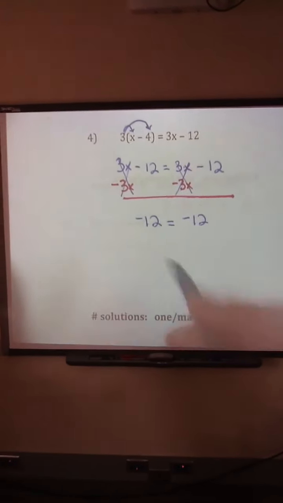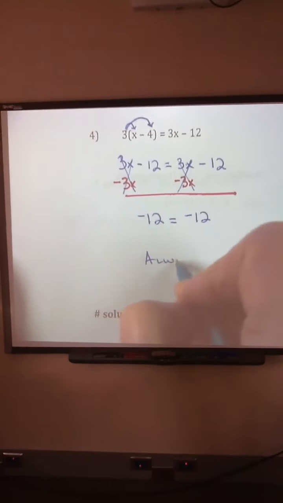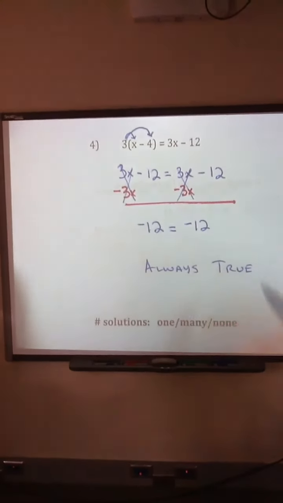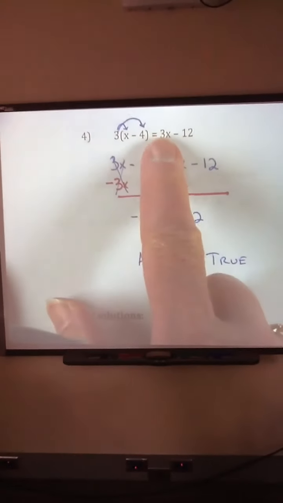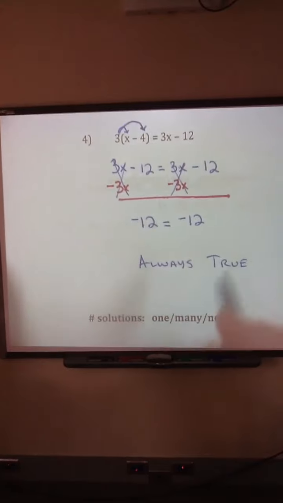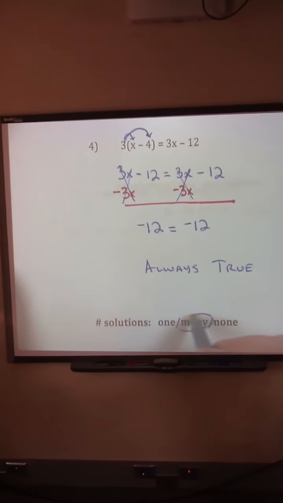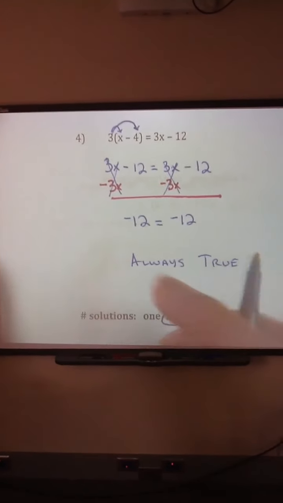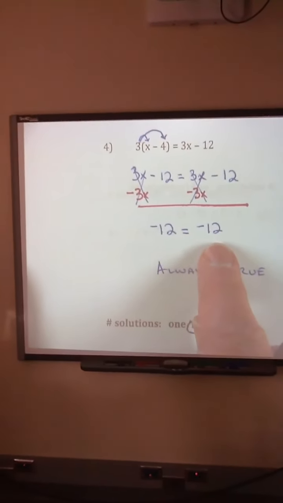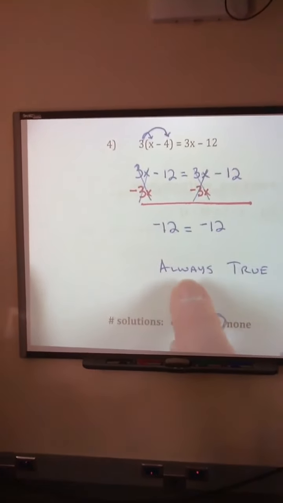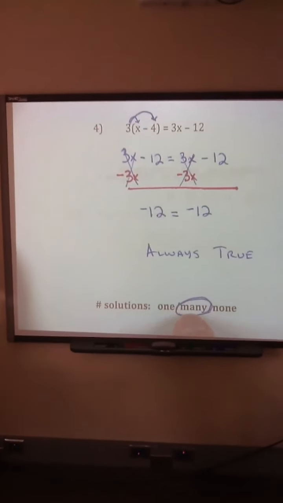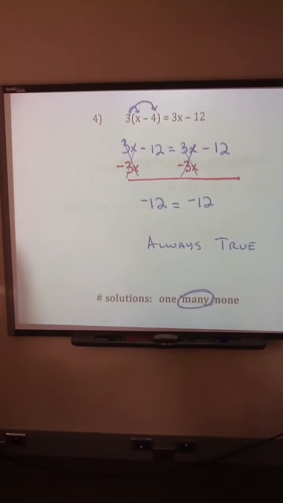Now we have a statement which is always true. And what this tells us is that any number could be substituted in for x, and it will always work. So this is an example of an equation that has many solutions, because our number sentence at the end is what we call an identity. And so all values for x would work in that equation, and so it has many or infinitely many solutions.